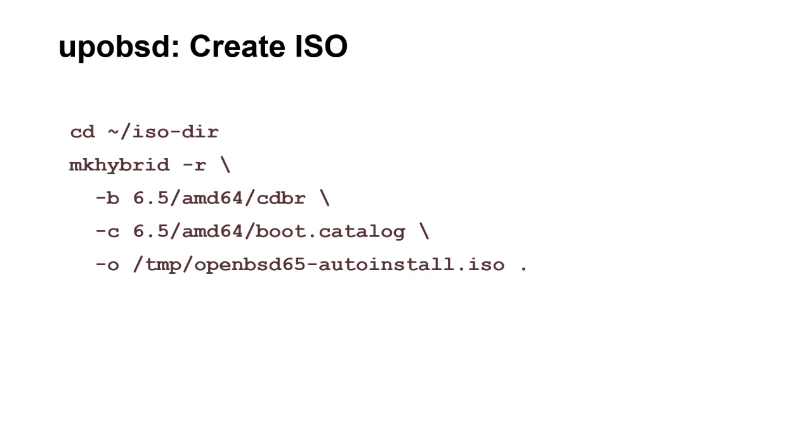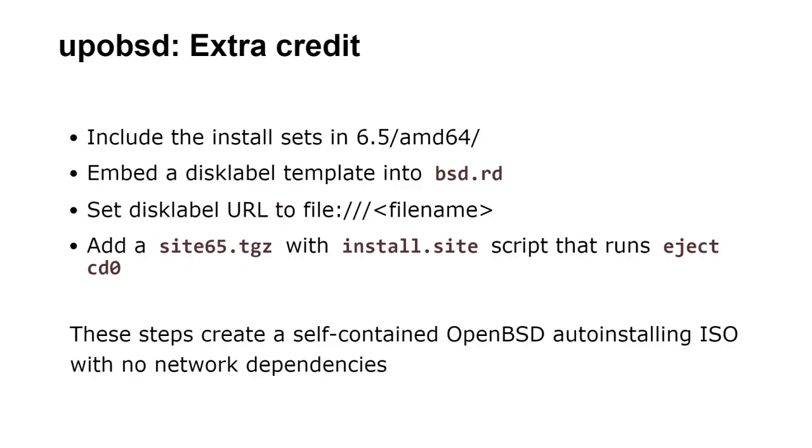That's OpenBSD auto install in a nutshell. But there's a lot more you can do with just auto install and upobsd. You can include the install sets on the ISO, and with a little work, you can put your disklabel template into the RAM disk too. The boot ISO doesn't actually mount the contents of the ISO automatically, so you can't put the disklabel in the ISO directory. It has to go inside bsd.rd.